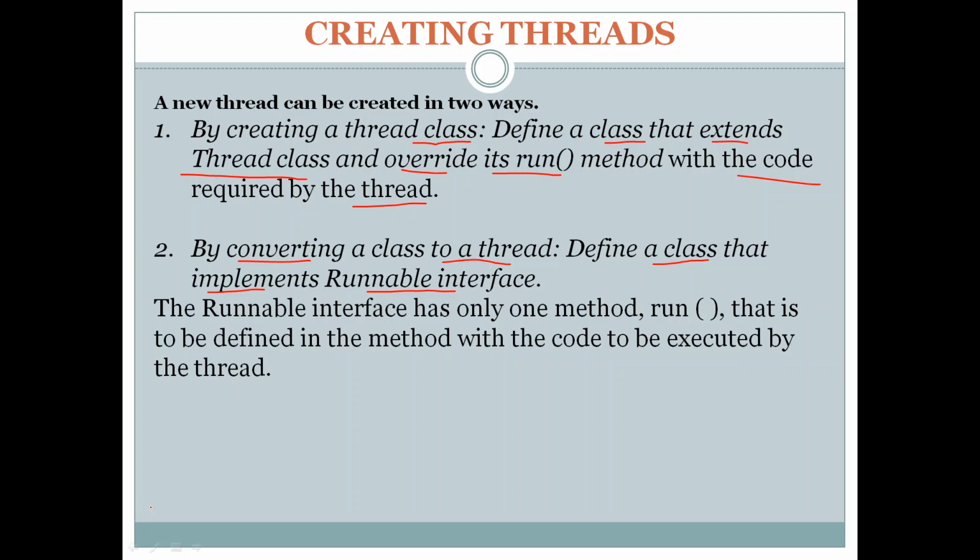The Runnable interface has only one method, the run method, that is to be defined with the code to be executed by a thread. So whenever we implement a Runnable interface, this interface contains one important method, the run method. This run method needs to be overridden in the class where we are creating a thread.